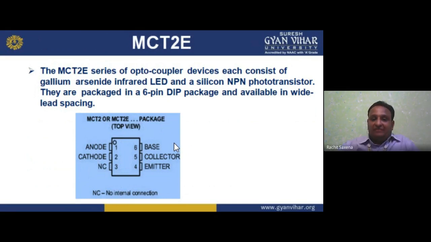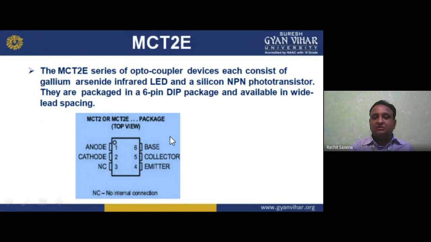Pins 1 and 2 are similar to the previous one: again we have the anode and cathode respectively. Pin 3 is again no connection, no internal connection. Pin 4 is the emitter, pin 5 is the collector, and pin 6 is the base. So we can connect the base, emitter and collector, and we can say 6 by 4 as well. This is the simple basic diagram of it.